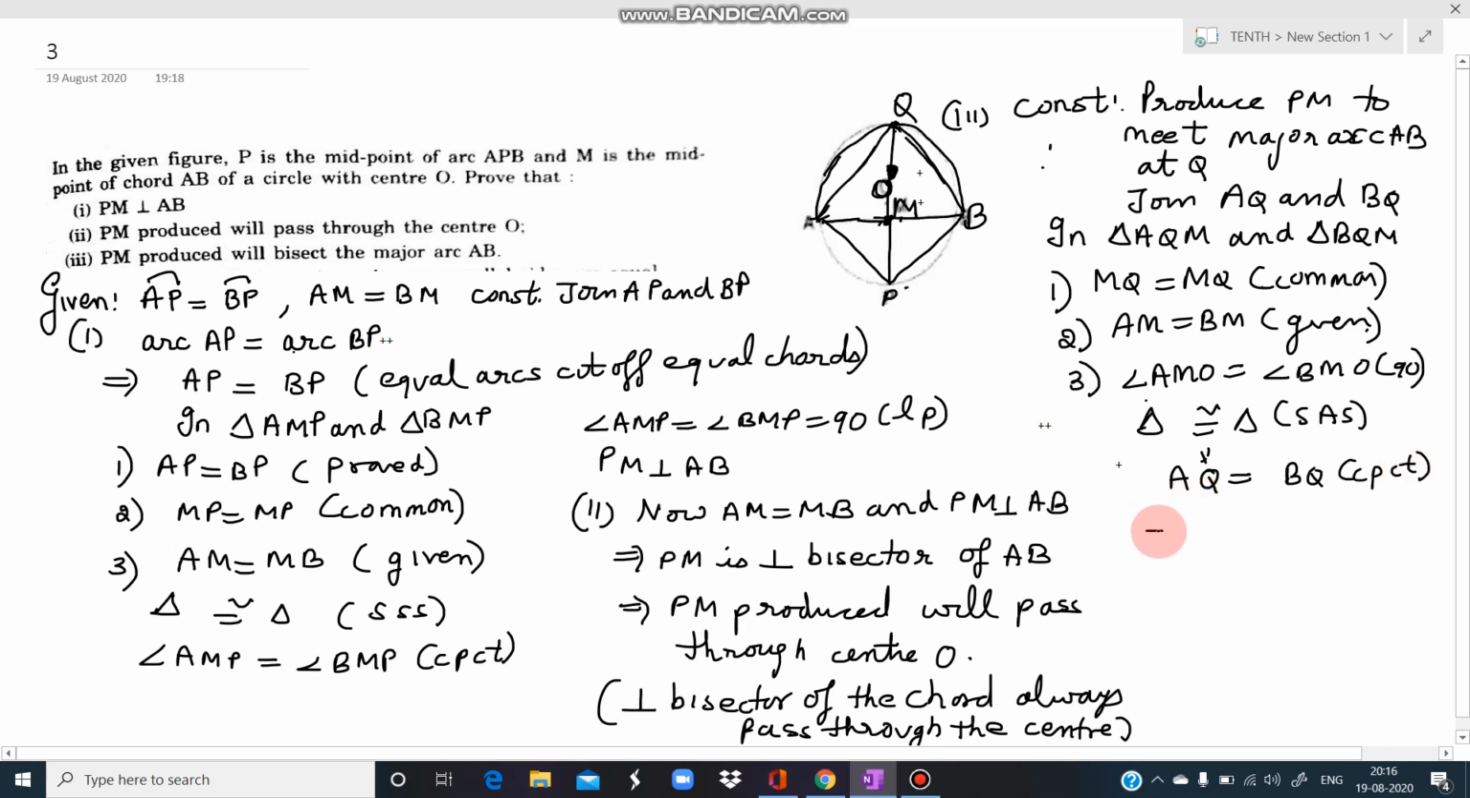तो अगर chords equal हैं, it means that arc AQ is equal to the arc BQ, because equal arcs cut off equal chords, or equal chords cut off equal arcs. So hence PM produced will bisect the major arc AB.